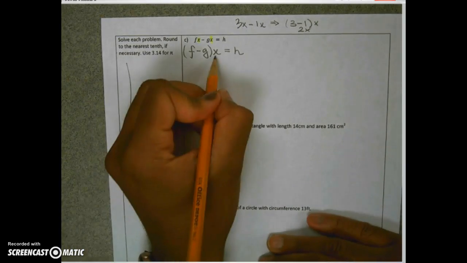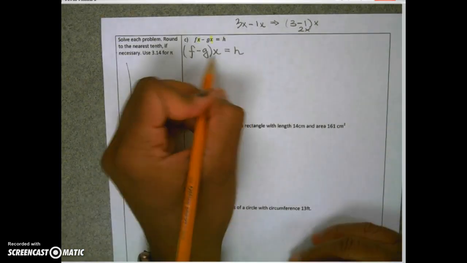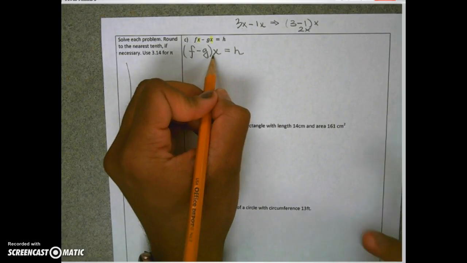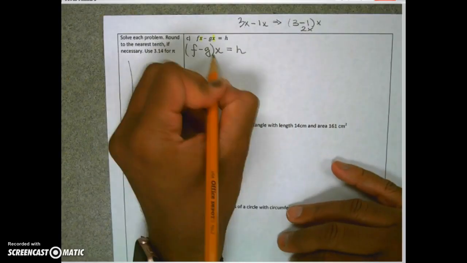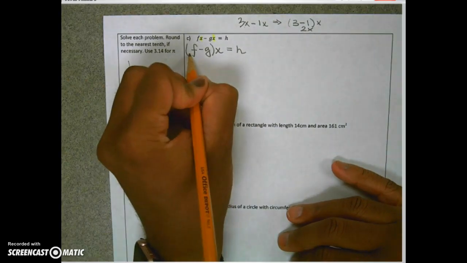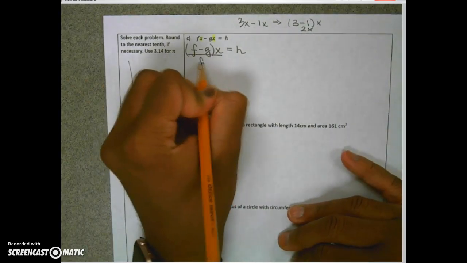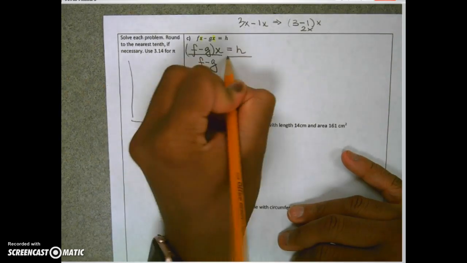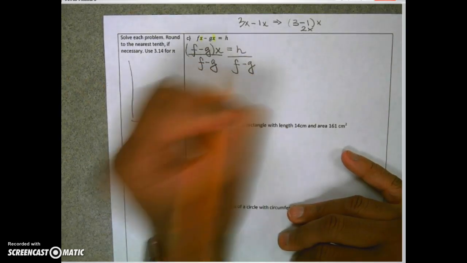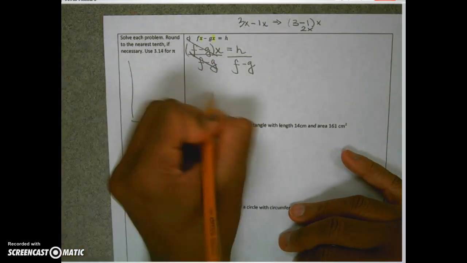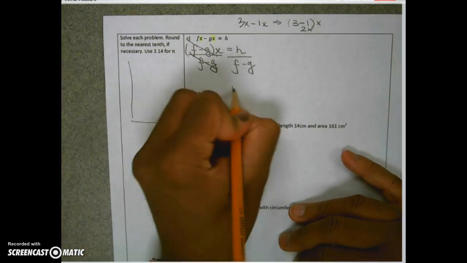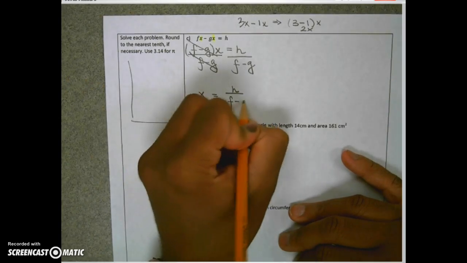I need to get the x by itself still. That's my goal. What is this quantity doing to the x? Is it adding, subtracting, multiplying, or dividing? It is multiplying. So the opposite of multiplying by the quantity f minus g is to divide by the quantity f minus g. And whatever I do to one side, I'm also going to do to the other. They cancel. So what is left? x is equal to h over f minus g.